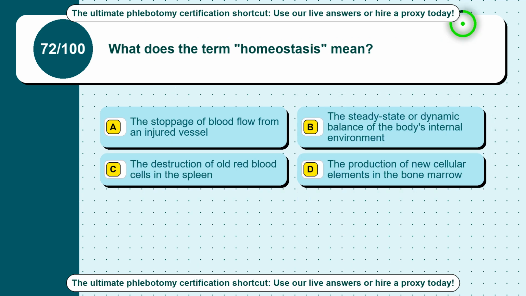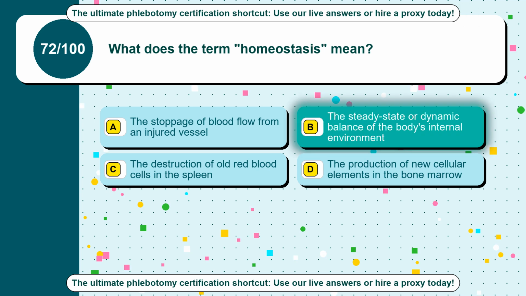Question 72. What does the term homeostasis mean? Option A, the stoppage of blood flow from an injured vessel. Option B, the steady state or dynamic balance of the body's internal environment. Option C, the destruction of old red blood cells in the spleen. Option D, the production of new cellular elements in the bone marrow.